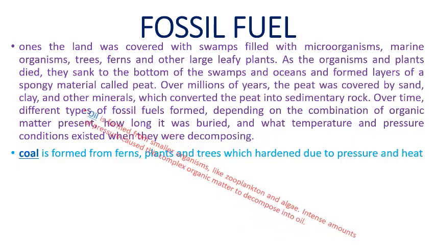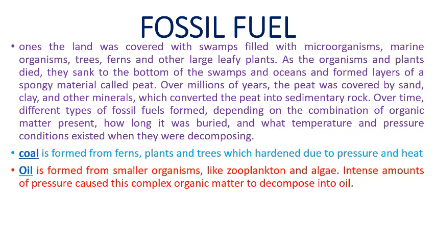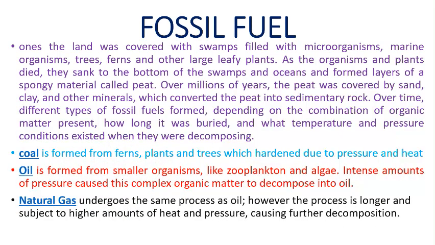Okay, now the second thing is nothing but oil. Oil is formed from smaller organisms like zooplankton and algae. An intense amount of pressure causes these complex organic materials to decompose into oil. Means different types of sea animals, even big animals also, when they sedimented, at first form these rocks, and then due to a huge amount of pressure and complex organic matter, this peat is actually changed to oil.